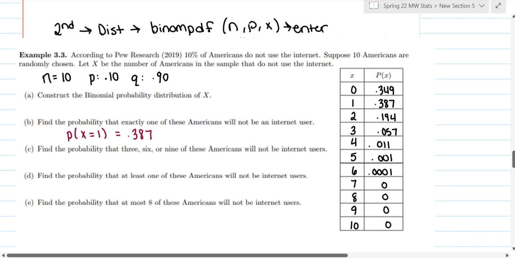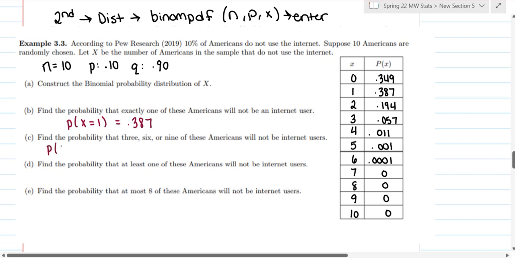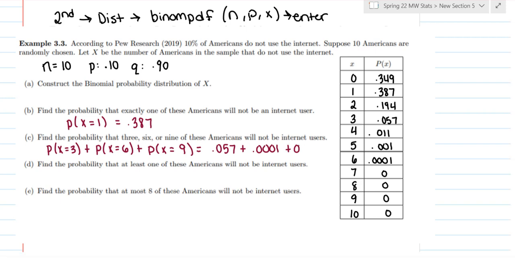Okay, find the probability that 3, 6, or 9 of these Americans will not be internet users. So, the or is adding. So we would take the probability of X equals 3 plus the probability that X equals 6 plus the probability that X equals 9. And we're going to add those together. So 3 is 0.057. 6 is 0.0001, and 9 is 0. So if I add all of those together, that's 0.0571.